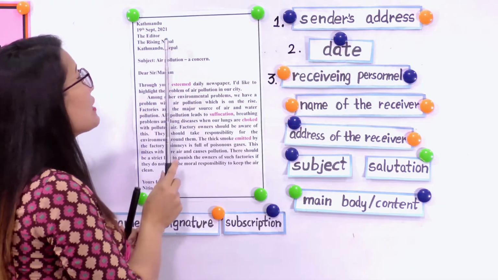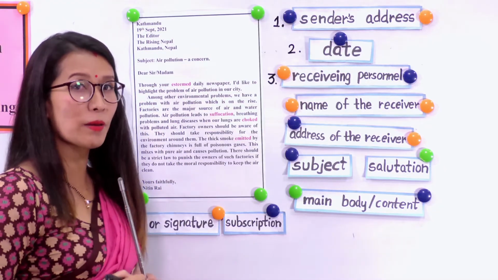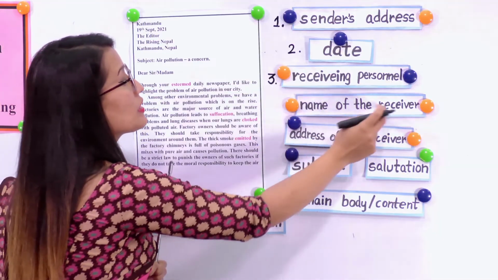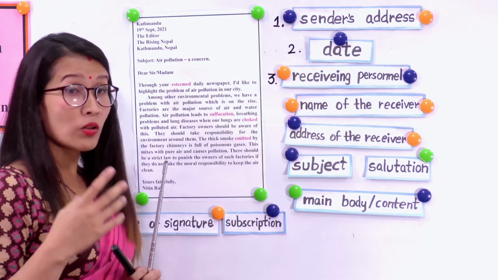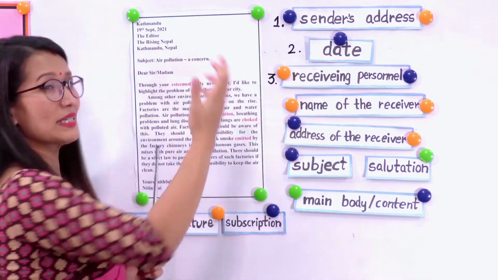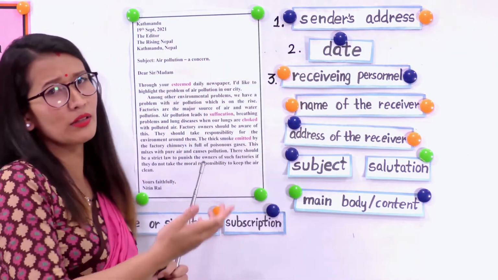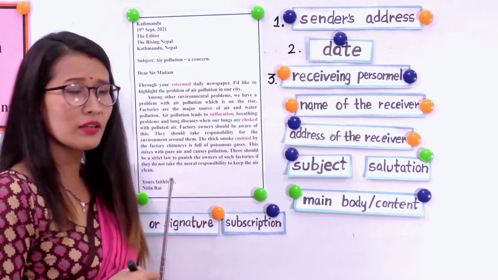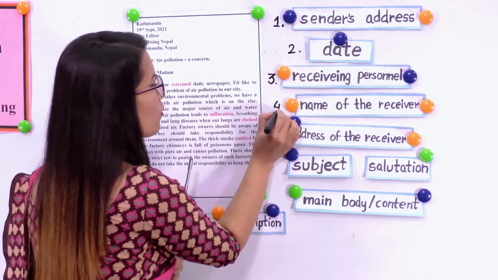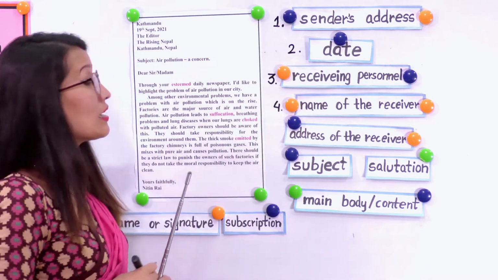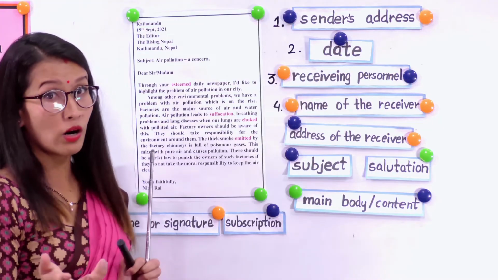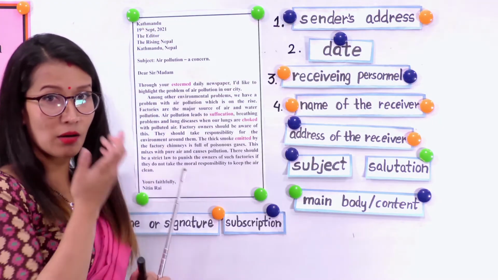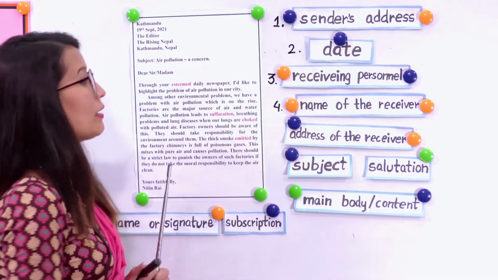Now the Rising Nepal, look, it's the newspaper. So the name of the receiver, it's the newspaper company. So the name of the receiver means the Rising Nepal. If you write to Kantipur, then the Kantipur. The 4th thing you need to remember is the name of the receiver. It might be a person's name, or the organization's name, or any company's name.